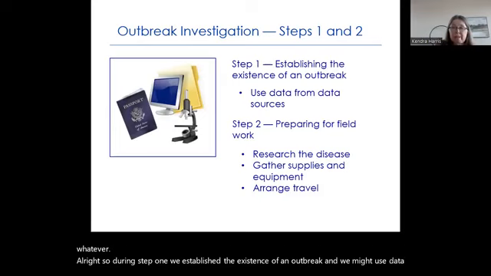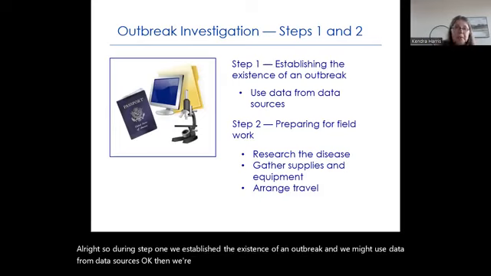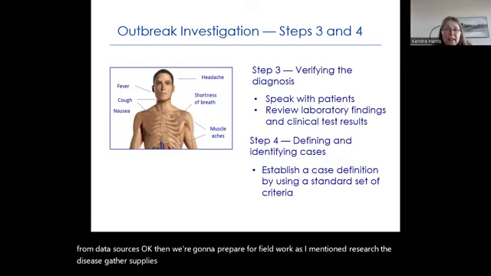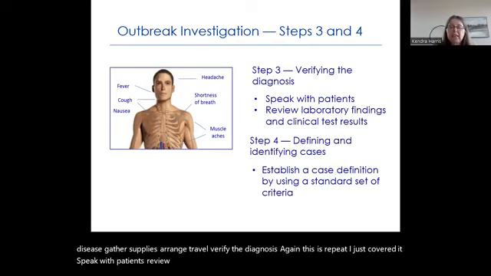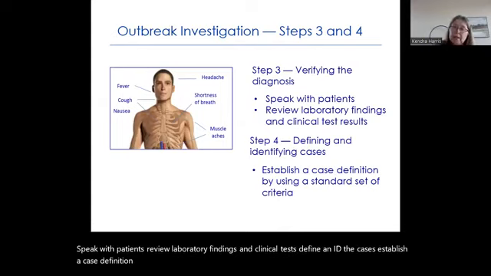All right. So during step one, we establish the existence of an outbreak, and we might use data from data sources. Okay. Then we're going to prepare for field work, as I mentioned: research the disease, gather supplies, arrange travel, verify the diagnosis. Again, this is repeat. I just covered it. Speak with patients, review laboratory findings and clinical tests, define and ID the cases, establish a case definition by using a standard set of criteria.